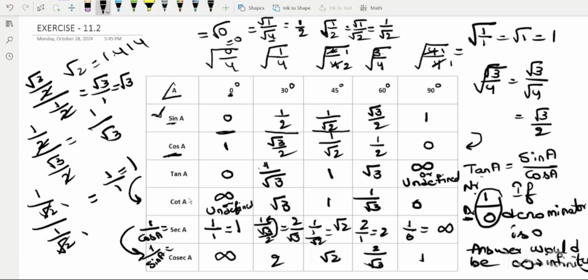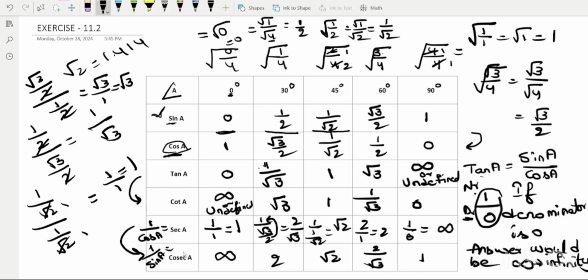Now for the values of cot A, it would be the reverse of tan A. So the undefined will be first, and then root 3, 1, 1 by root 3, 0. Now for the secant A, it's the reciprocal of cos A. So you can write them in reverse way. 1 by 1 is 1. You can flip it. You can write 2 by root 3. Here you can flip it again. Root 2 by 1 is root 2. Here you can flip it. 2 divided by 1 is 2. If you are flipping it, you will get 1 by 0, which is undefined or infinity, infinite.